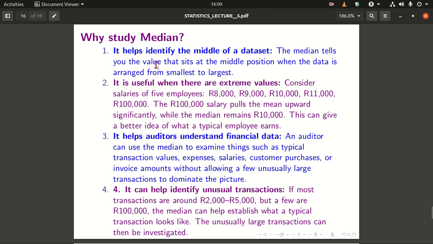The median tells you the value that sits at the middle position when the data is arranged from smallest to the largest. That's what it does. That's what it helps you with. It is also useful when there are extreme values.